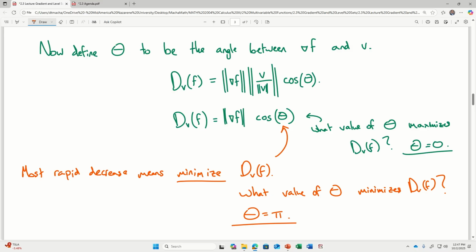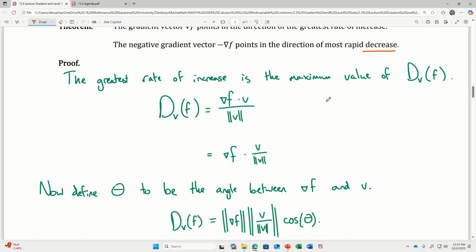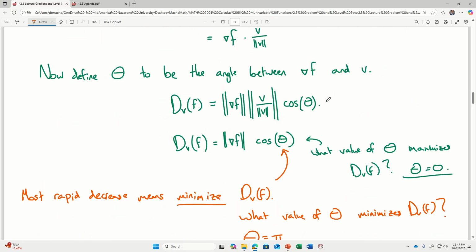Okay, so finding the gradient means we find the direction that our function is increasing the most rapidly, and if I take the negative of the gradient, I'm pointing in the opposite direction, that's the direction our function is decreasing the most rapidly. So that's good to know.